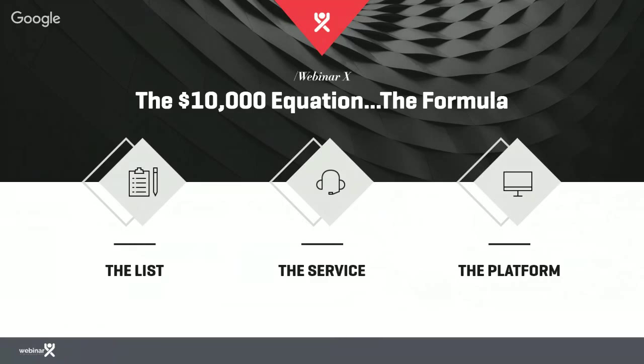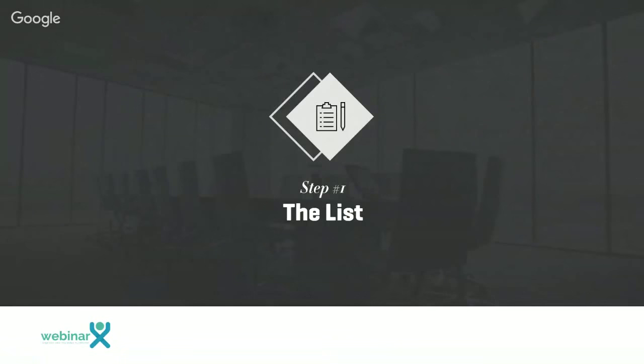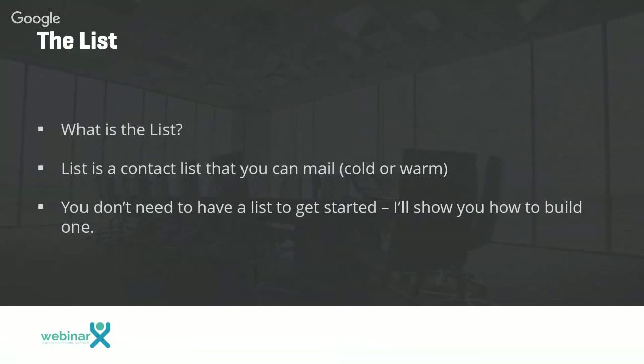There are three things that you need: the list, the service, and the platform. Now, if you don't have the list, this is pretty easy. A list of contacts that you can mail, cold or warm. You don't even need to have the list, you just need to know how to build one.